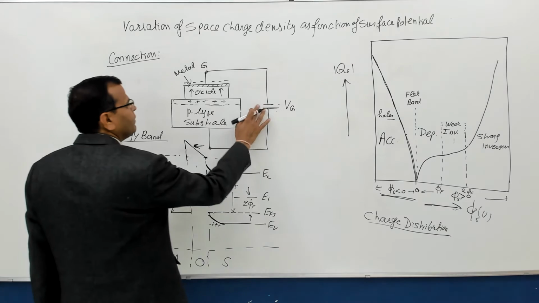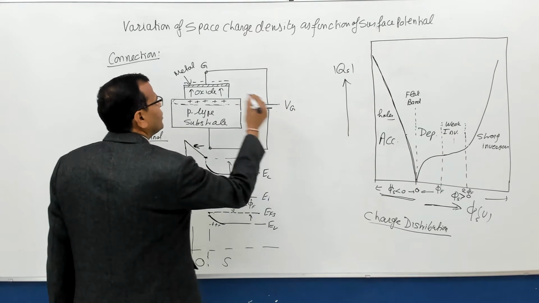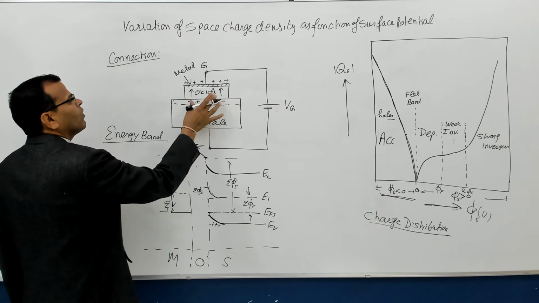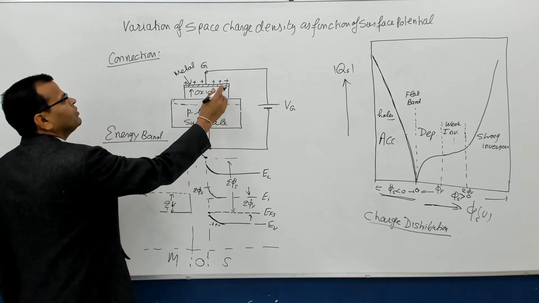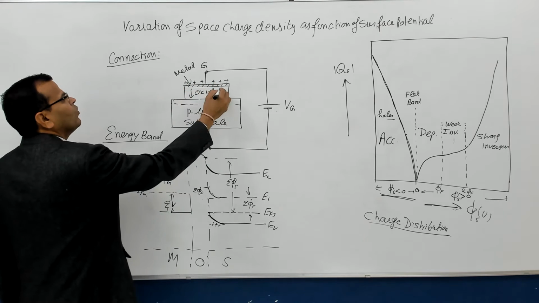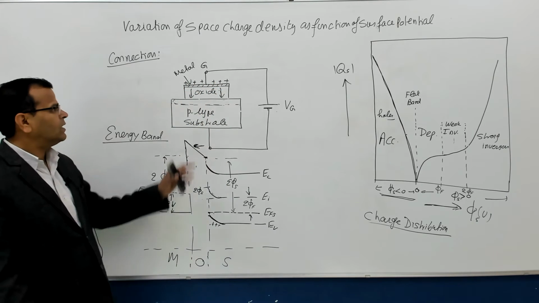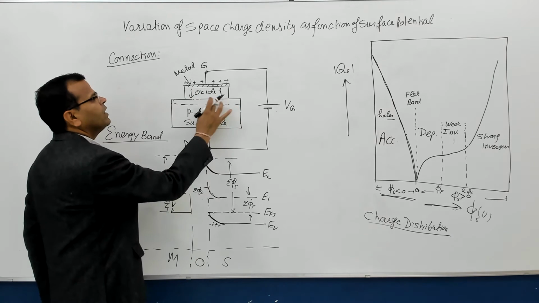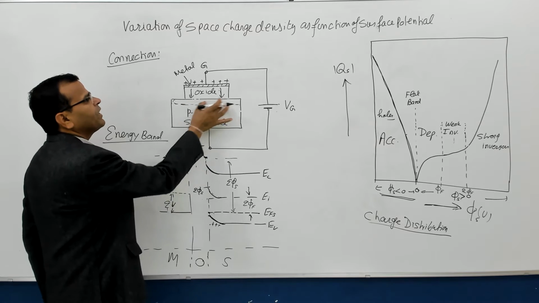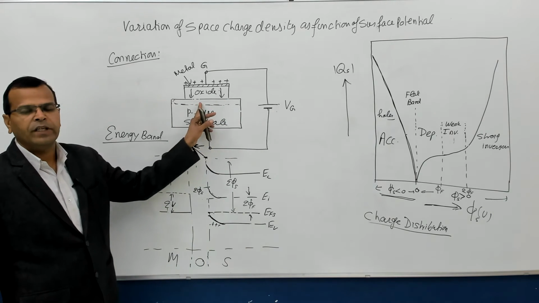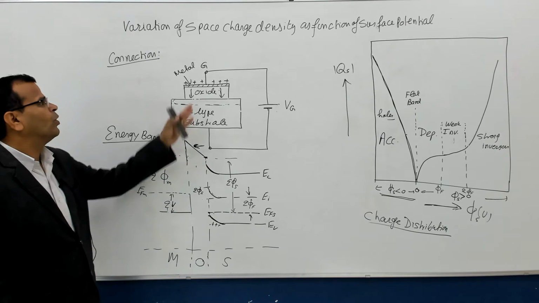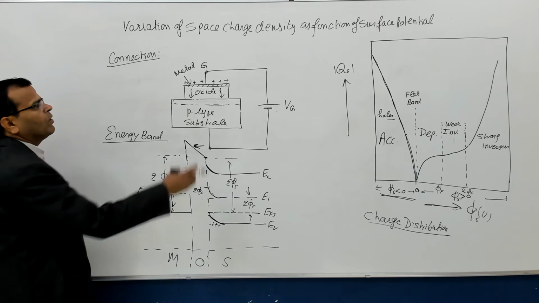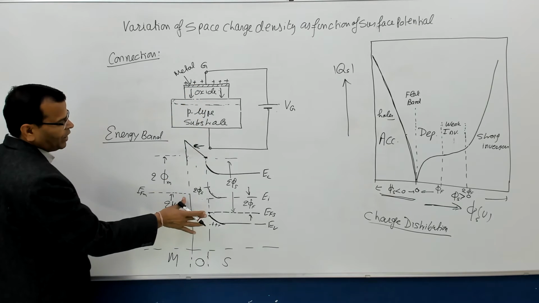When I make it positive, when the gate voltage is made positive, the gate metal will acquire positive charge. This positive charge will induce an electric field in the downward direction like this. So this positive charge will repel holes away from this region, and there is formation of a depletion layer here. Our depletion layer will be formed, holes will be moved out of this region. That is why we call it the depletion region.